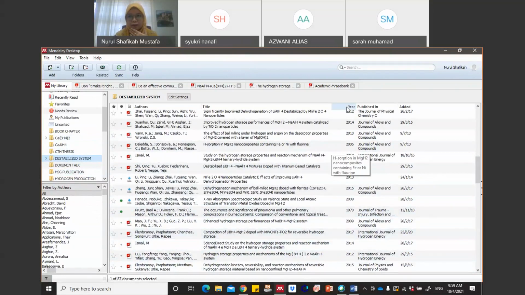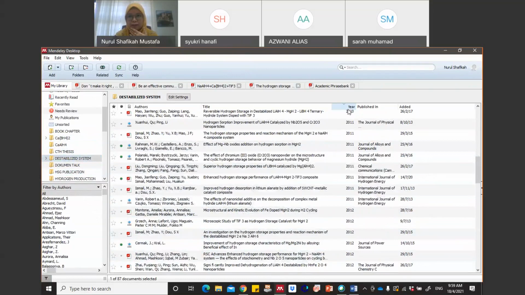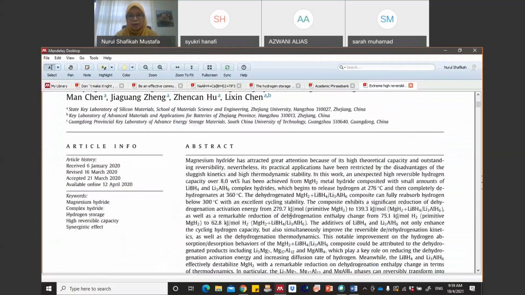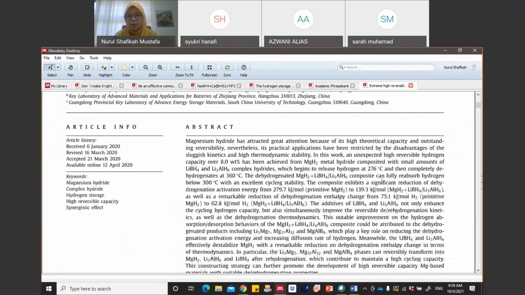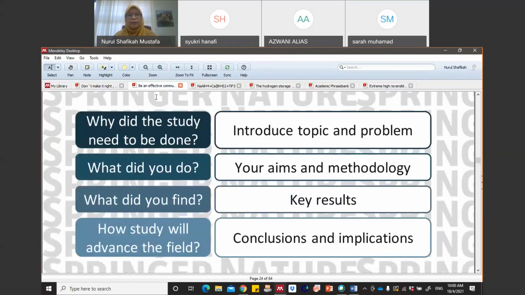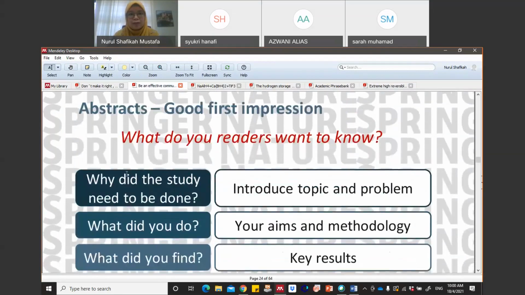And then for example kita nak daripada yang latest, so kita boleh tahu yang mana yang paling latest. Okay, macam ni contoh kita ambil from other researcher. Dia explain, dia cerita dulu yang important, magnesium hydride, and then the aim, dia apa nak buat, and then dia bagi tahu result, and then dia conclude kat sini with suitable dehydrogenation properties. Okay, that's important in abstract. So you need to answer all these questions. What do your readers want to know actually in your abstract?